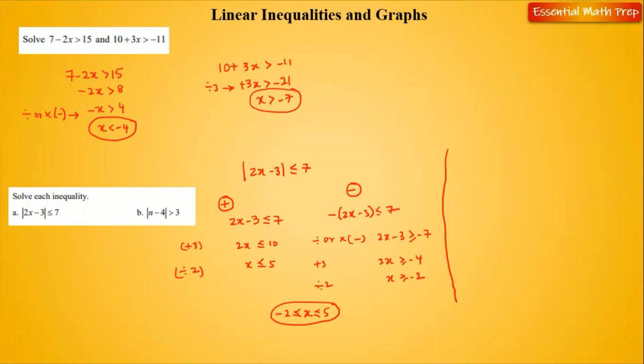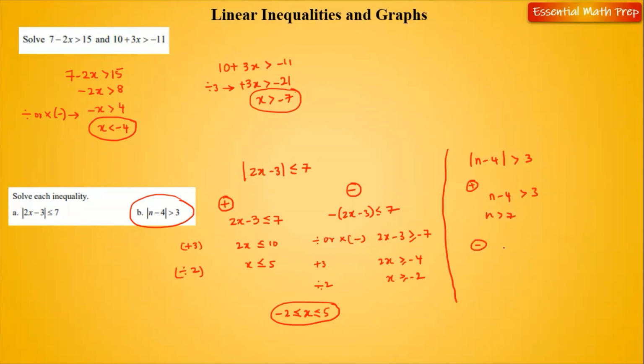Now that you see me do this first problem, I highly recommend you pause the video and try to solve problem B on your own, and then continue watching to see if you got it right. That's the best way to learn something. So absolute value of n minus 4 greater than 3, okay? So for the positive domain, n minus 4 is greater than 3, and n is greater than 7.